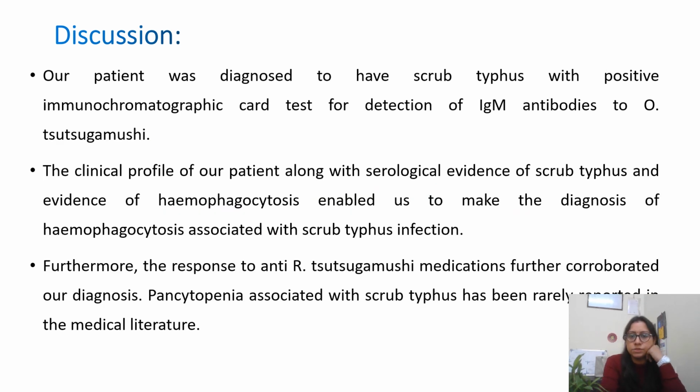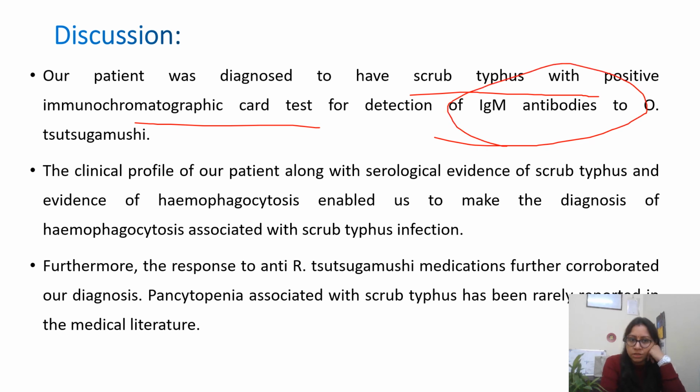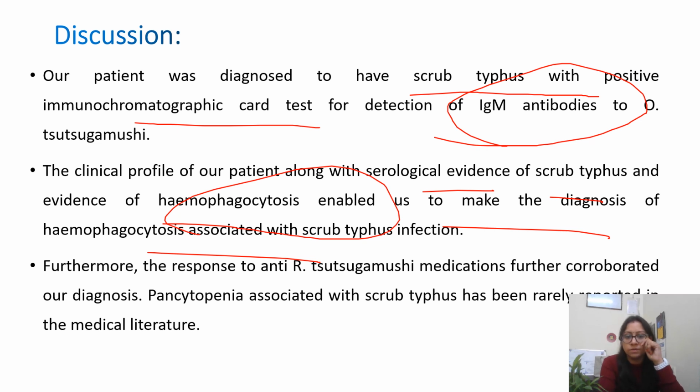So our patient was diagnosed to have scrub typhus. Both patients were positive for immunochromatographic card test and they were detected with IgM antibodies to Orientia tsutsugamushi. So clinical profile along with serological evidence in our patient, both were positive for scrub typhus, and evidence of hemophagocytosis on bone marrow aspirate and biopsy made us make the final diagnosis of hemophagocytosis, which was associated with scrub typhus infection. And patient very well responded to anti-tsutsugamushi medications, so that confirmed our diagnosis.